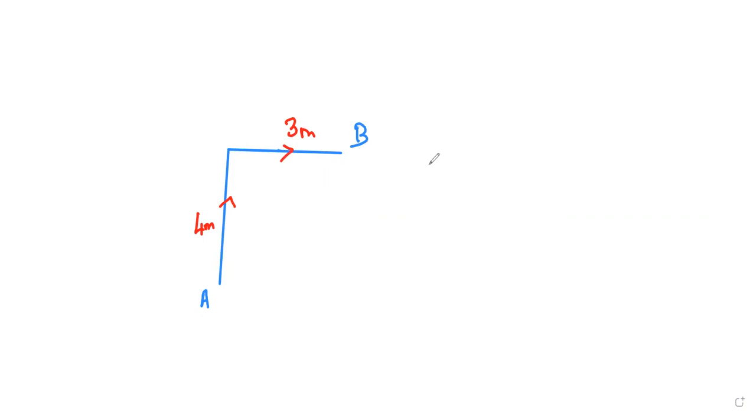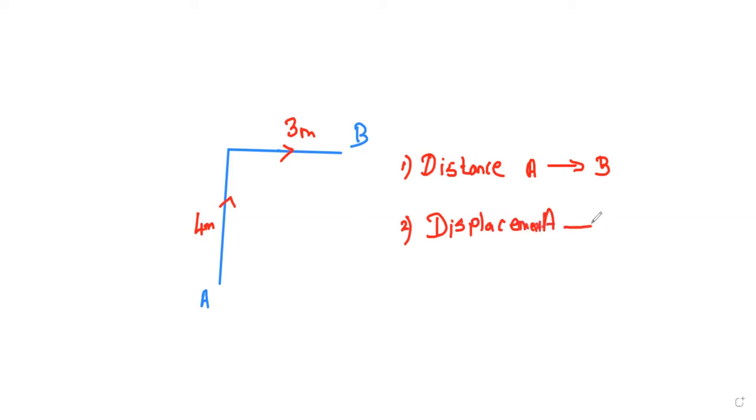So here comes the question. You need to find what's the distance of the total traveling from A to B. So let's write like this, distance from A to B. The second part is, what's the displacement from A to B? Displacement from A to B.